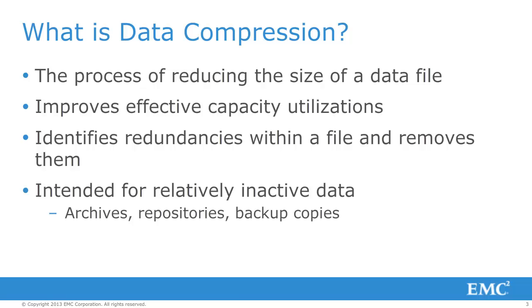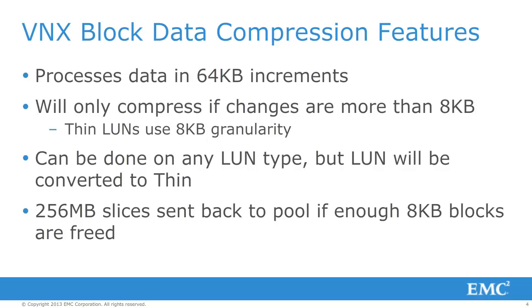This is why data compression is intended for relatively inactive datasets like archives, repositories, and backup copies, which are usually not accessed often. Now we'll move on to some of the features associated with VNX block data compression. In terms of processing, data is taken in 64 kilobyte increments, and compressed data is written to the corresponding LUN only if at least 8 kilobytes of data can be saved. Otherwise, the 64 kilobyte chunk is written to the LUN uncompressed.